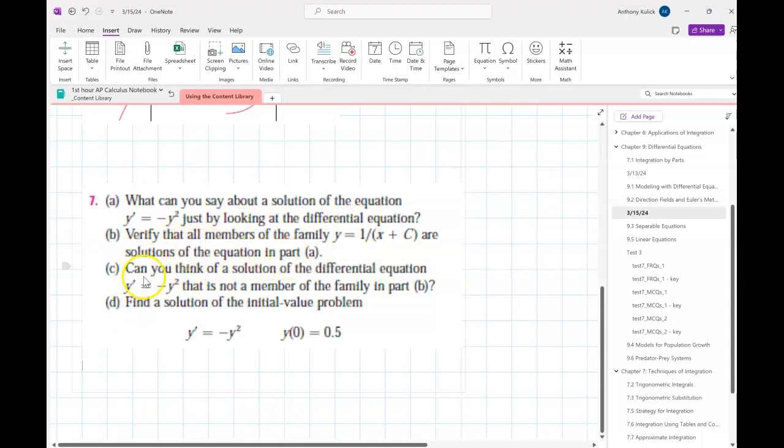Okay. Can you think of a solution of the differential equation that is not a member of this family? Well, it's asking, can we think of a solution to this that doesn't look like that? Okay, then I'm good. I just didn't know what parts A and C were asking, but I got B and D. Okay, thank you. Sure.